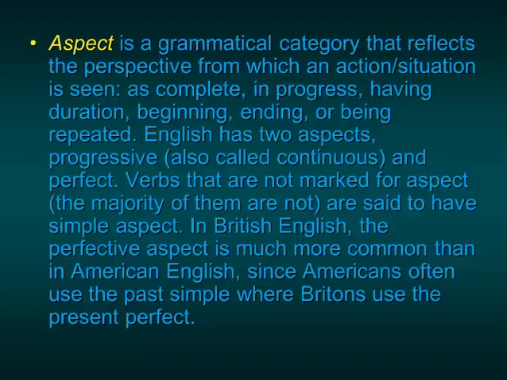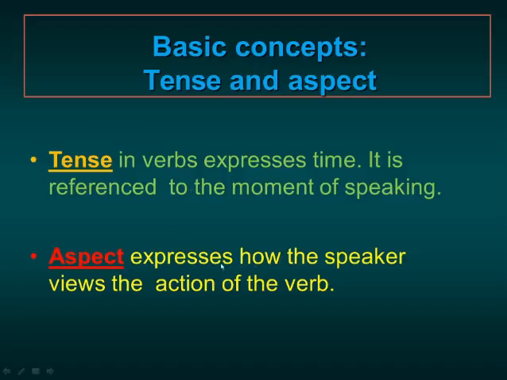So here already we told you, there are only two aspects in English. First one is what? Continuous and perfect. Okay, so here this perfect, speaker views the action of the verb. Sometimes it will be in continuous or it will be in perfect. It is especially in British English, not in American English.